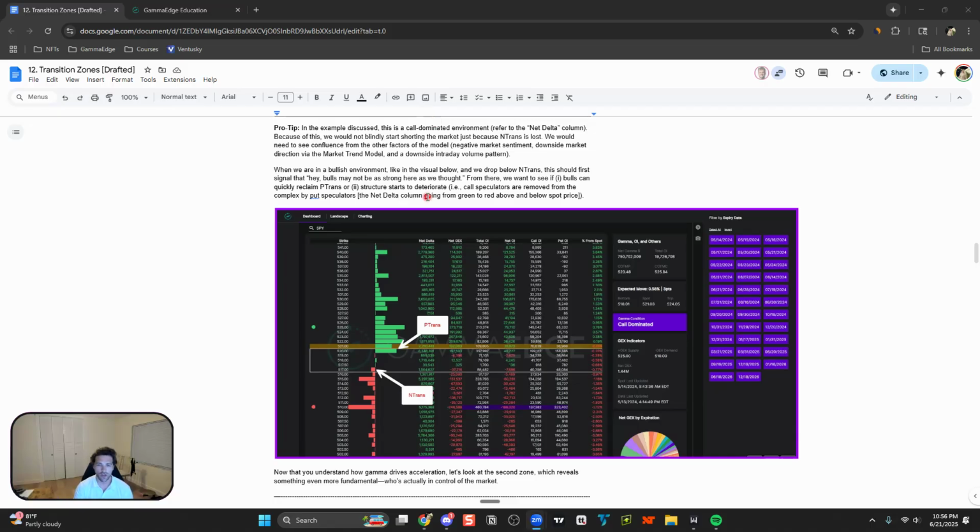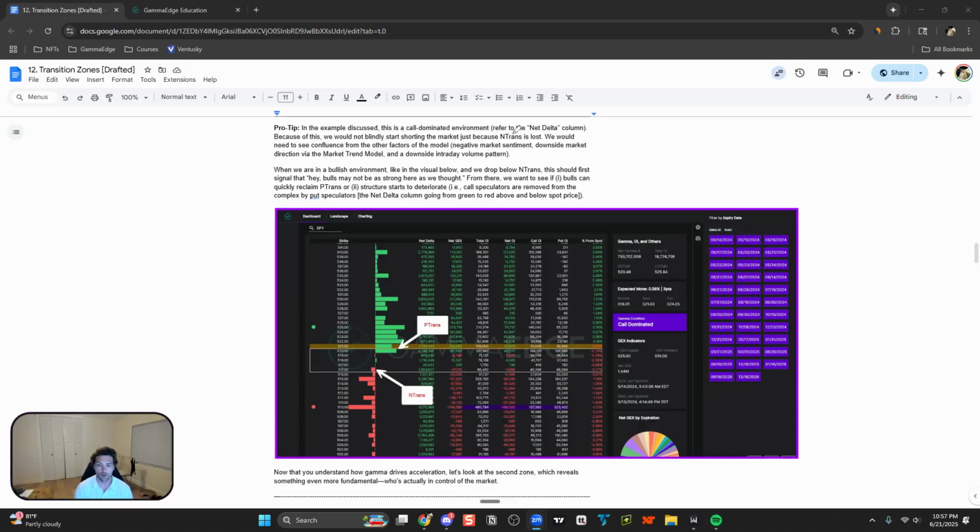Something that we do want to note though, looking at this specific example, is that just because we would break below N-trans, that doesn't mean that we're blindly shorting the stock. The reason being is that this is a call dominated environment. Looking at the delta, which is representative of the positioning of the speculators in the complex, we can see green above and below spot price, which is a call dominated environment. This is kind of a fundamental backdrop of what a bullish market environment looks like.